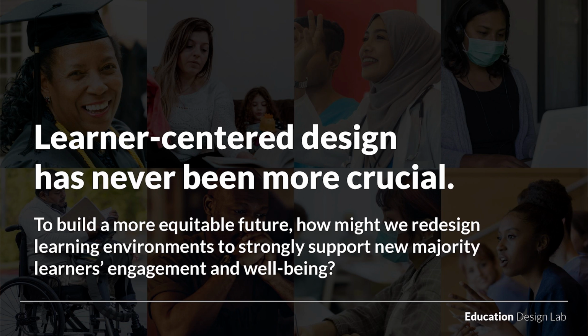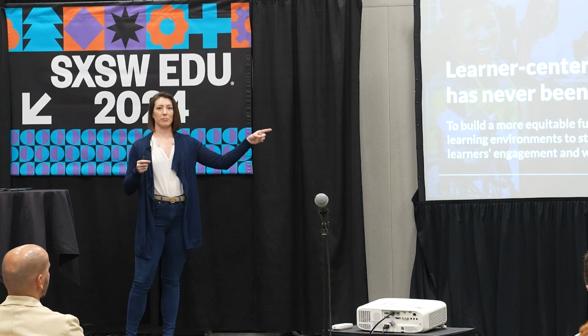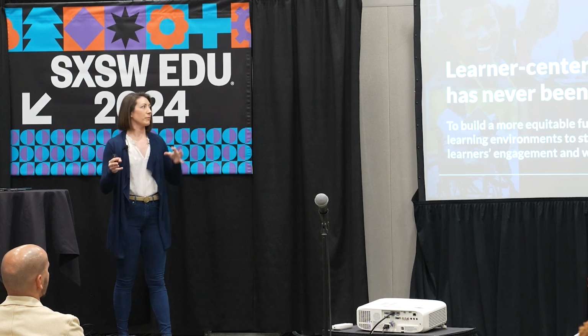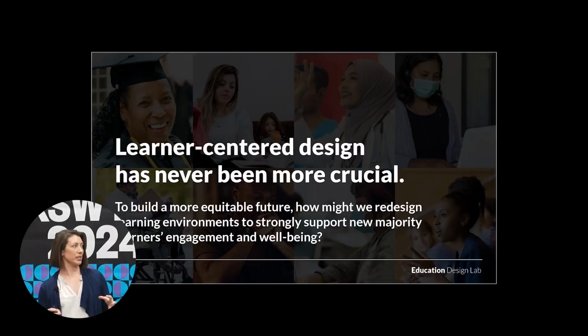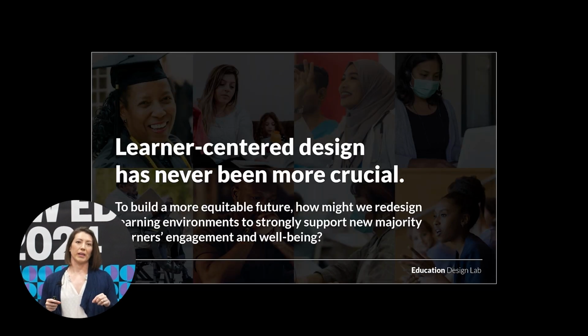So at the lab, like I mentioned before, we really believe that learner-centered design has never been more crucial than it is now. And we think that in order to build a more equitable future in the learn and work ecosystem, we have to really critically consider this question and tackle this in partnership with learners. How might we redesign learning environments to really strongly support engagement and well-being for learners who have been historically underinvested and underserved?